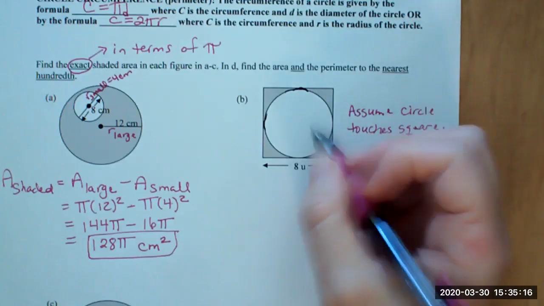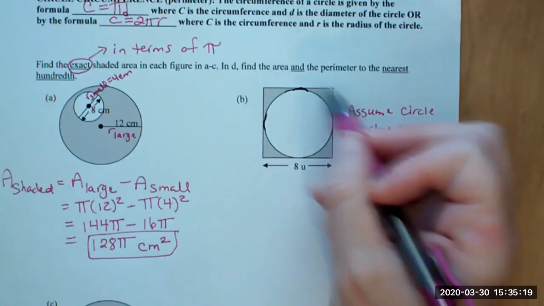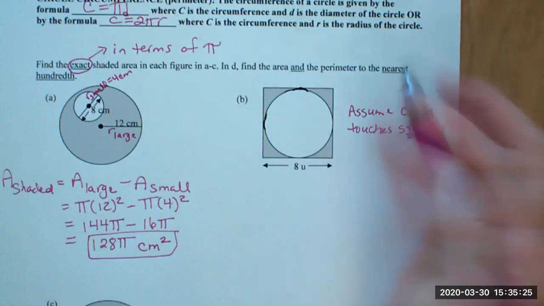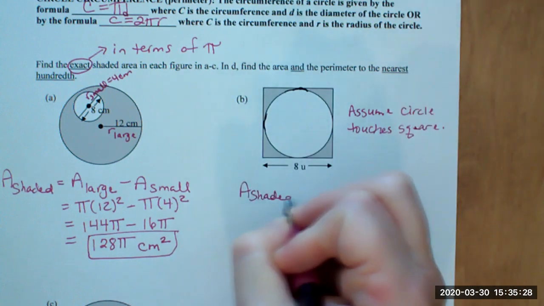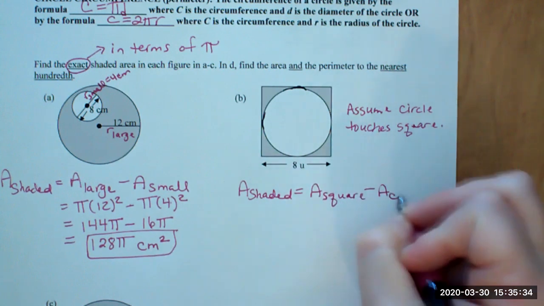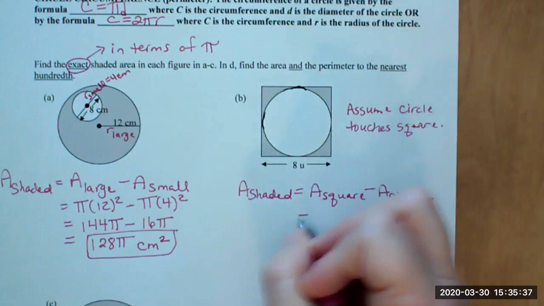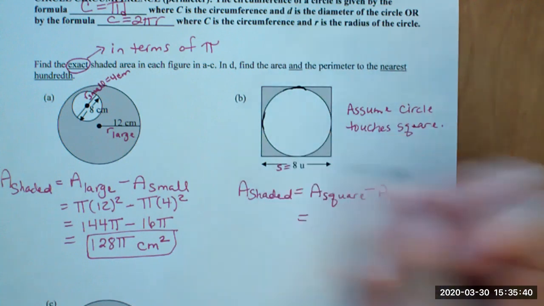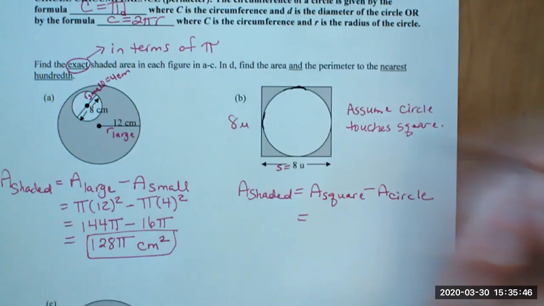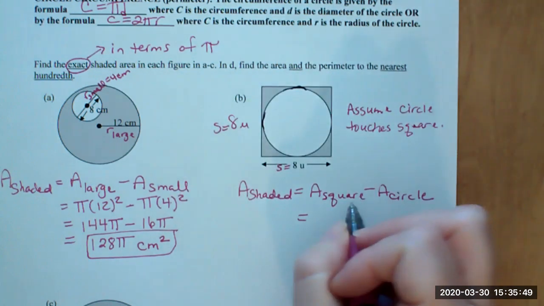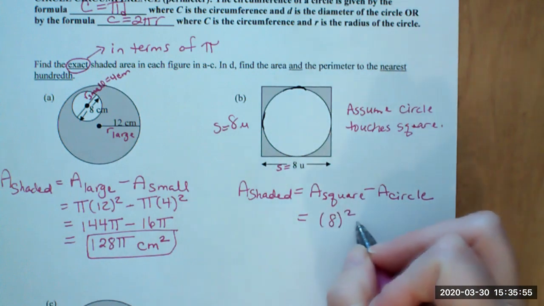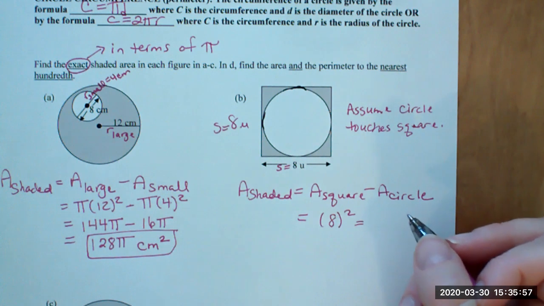If I want to figure out the shaded area, imagine I've got a square, and if I take away the hole in the middle, which is the circle, I'll have the shaded region that's left. So the area of the shaded region equals the area of the square minus the area of the circle. The side of the square is 8, so the other sides are 8 as well, and the area of the square is 8 times 8, side times side. The area of the circle is pi r squared.